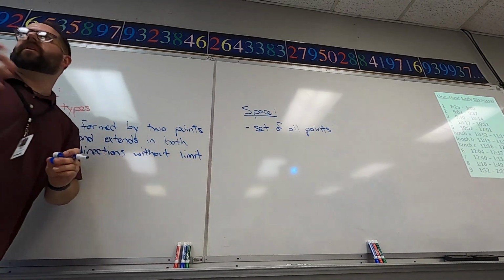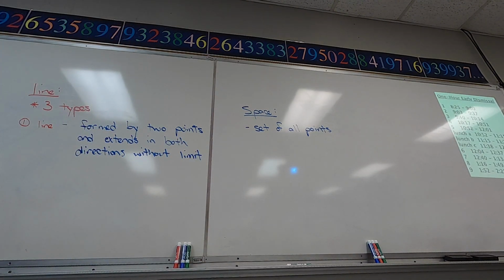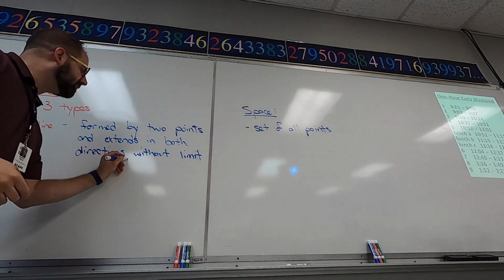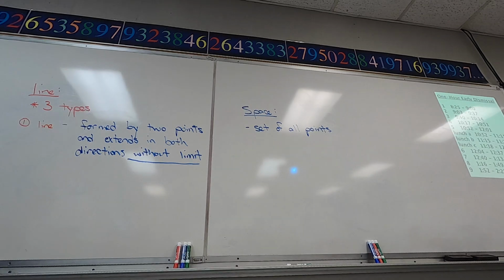So it's a geometrical figure, right? It's an item that contains 2 points, it's formed by 2 points, and it passes through both of them and extends in both directions without limit. What does it mean to be extending without limit? What does that mean? Please. It goes on forever. Yeah, it goes on forever, right?